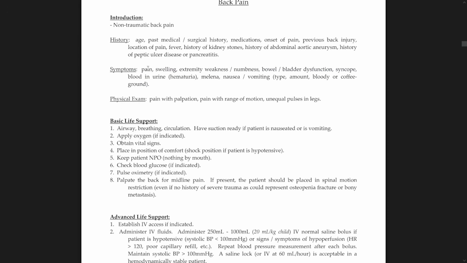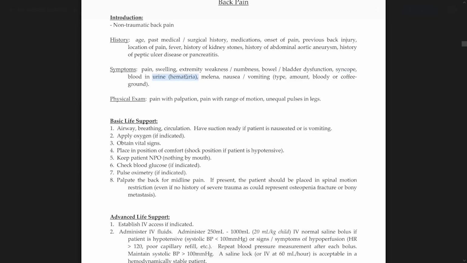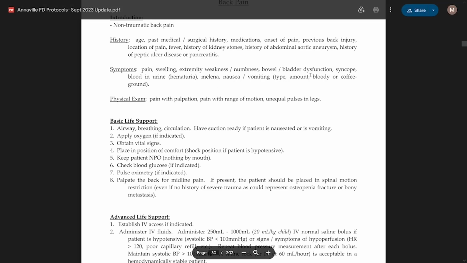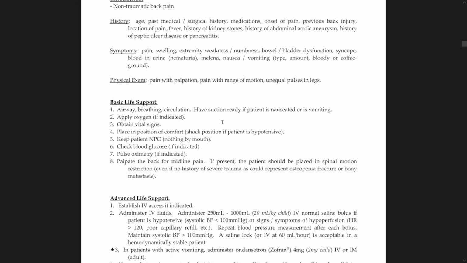For the symptoms, we expect to see pain, swelling, extremity weakness, numbness, bowel or bladder dysfunction, syncope, which just means fainting, blood in urine, hematuria, they both mean the same thing, they're synonymous, melena, nausea or vomiting. You want to see the type and the amount, whether it is bloody or coffee grounds, with any diarrhea or vomiting. For the physical examination, we want to check for pain with palpation, pain with range of motion, and unequal pulses in the legs.